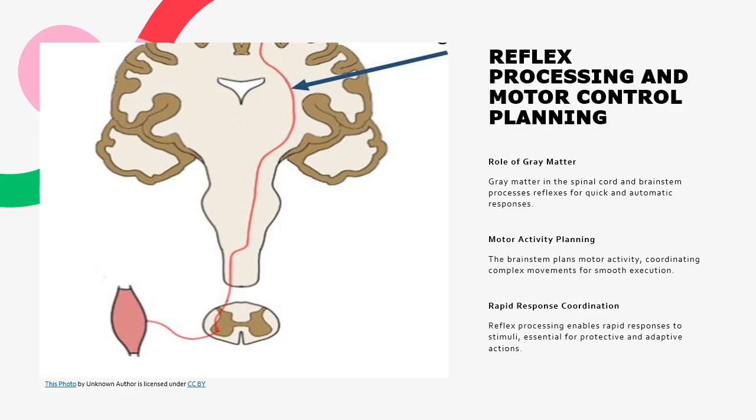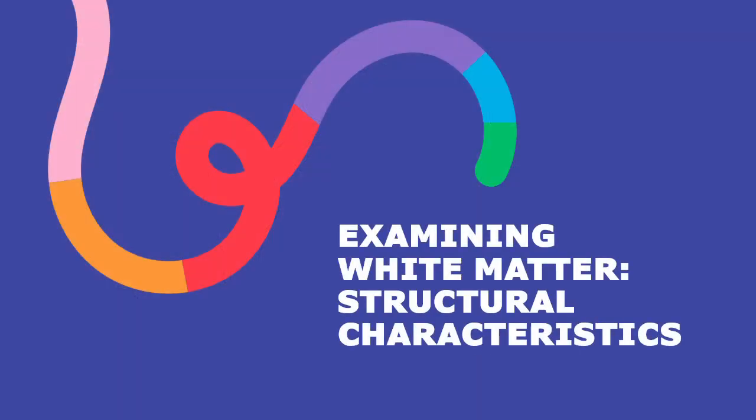Gray matter in the spinal cord and brainstem process reflexes and plan motor activity. It ensures rapid response to stimuli and the coordination of complex movements. Now we're moving into white matter. White matter consists mainly of myelinated axons and oligodendrocytes. So we're talking about the ones that have the covering, with relatively few neuron cell bodies. The presence of myelin contributes to its white appearance and facilitates rapid nerve signal transmission.